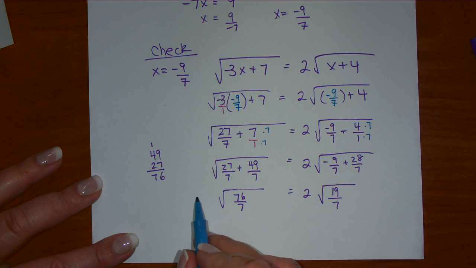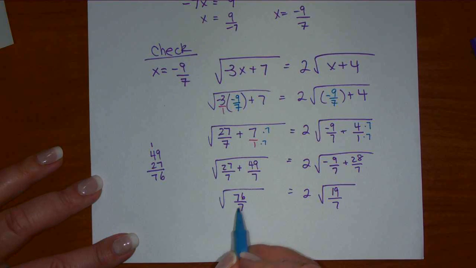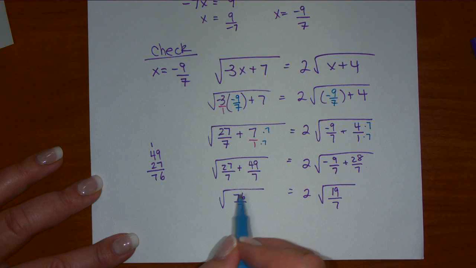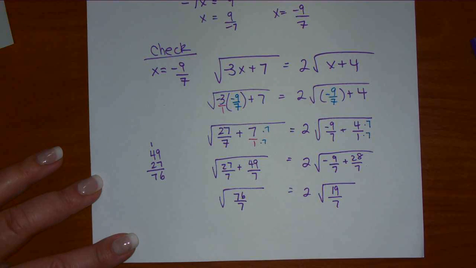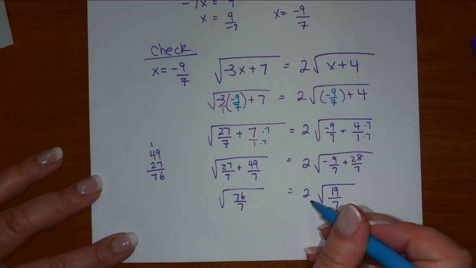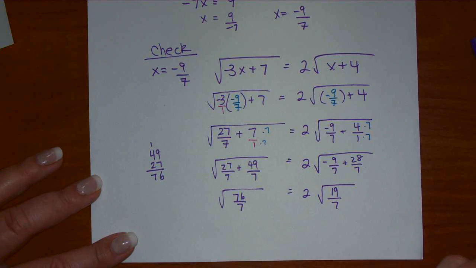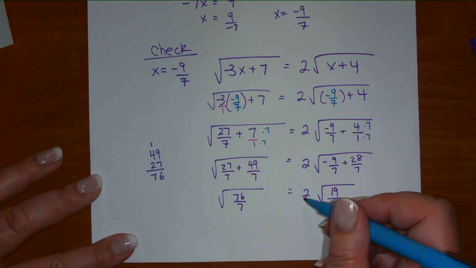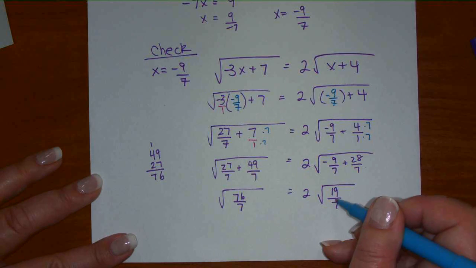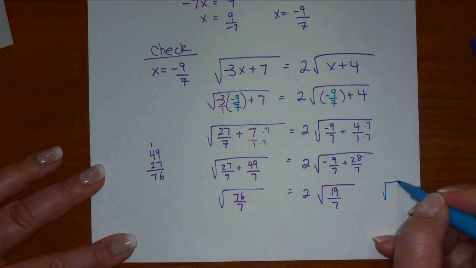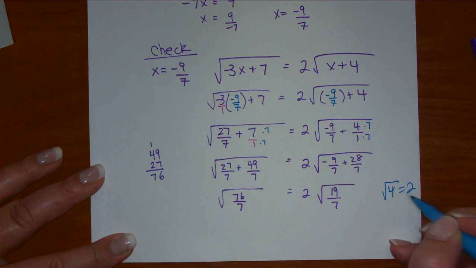What would it have to be under the root to take it out to be a 2? 4. So the question is, does 76 divide by 4? But let's not worry about that right now. How would we put a 2 under a square root? Square root of 4 equals 2. Out of the root it's a 2, under the root it's a 4.